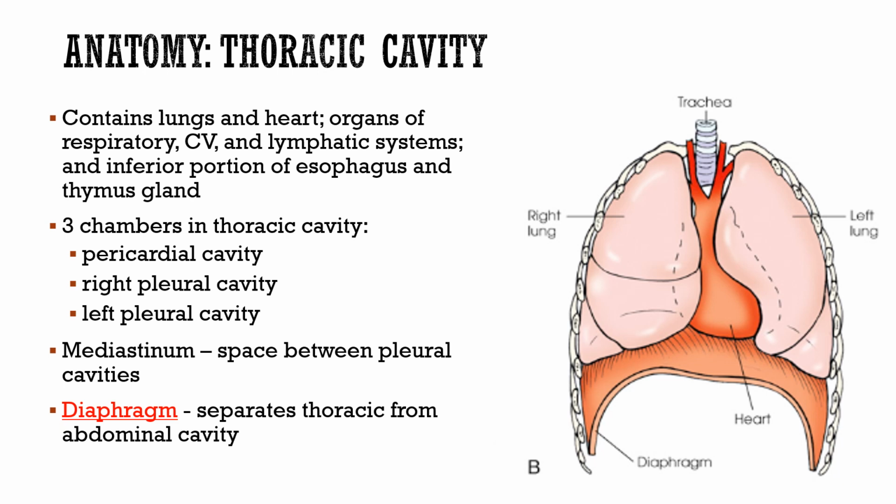The pericardial cavity encloses the heart. The right pleural cavity is going to enclose the right lung, or cover the right lung, and the left pleural cavity covers the left lung. The mediastinum is a space that's located between the pleural spaces or cavities, and the diaphragm, which is the part that's down here at the bottom, is going to separate the thoracic from the abdominal cavity.